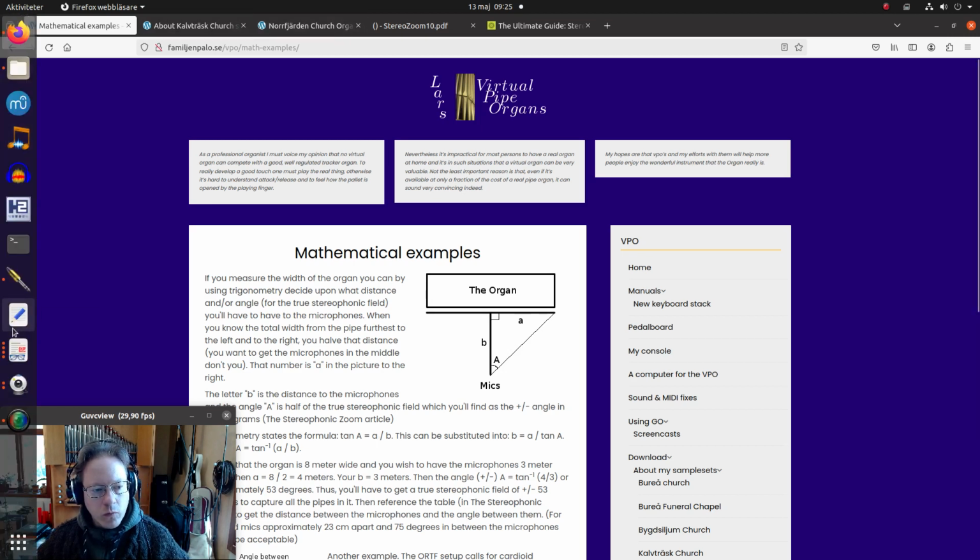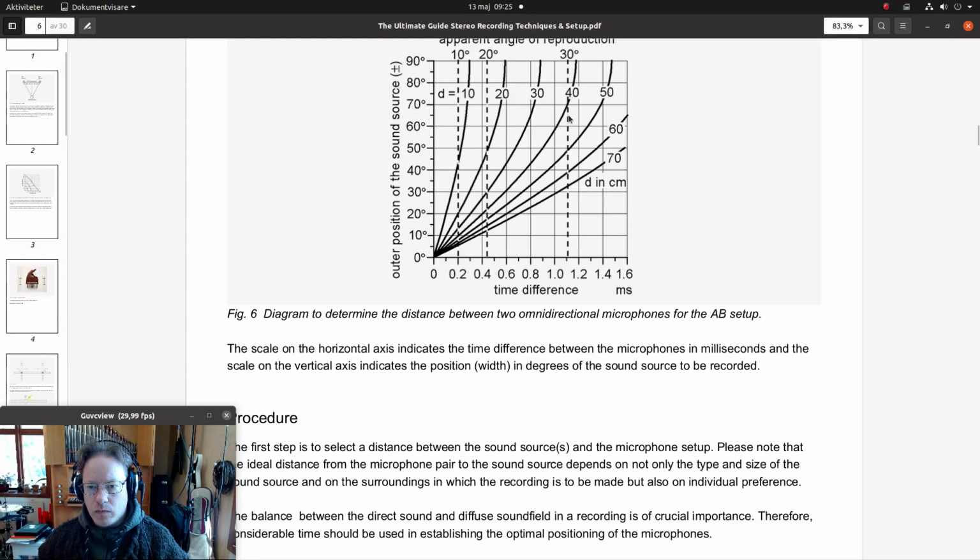So when you know that, you can just choose appropriate distance between the microphones. And you see 70 here, 60, 50, 40. Usually the recommendation is somewhere between 40 and 60 if you read the literature. So that is the AB setup. This is very easy to use, actually. So experiment with that, especially if you have omnidirectional microphones.